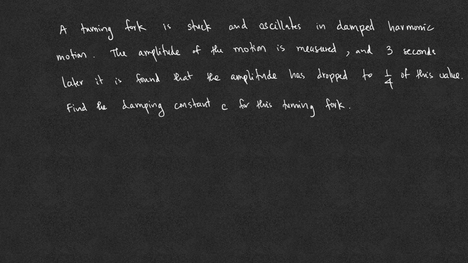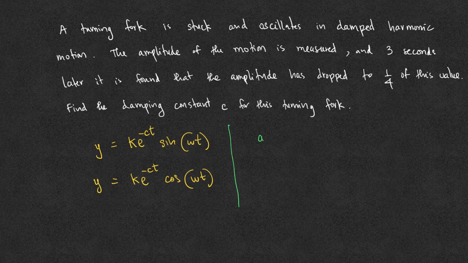The general formula for the damped motions is y equals k e to the negative c t sine of omega t, or y equals k e to the negative c t cosine of omega t. The amplitude is governed by the factor k e to the negative c t, and we're looking for c with the given information. We were told that the amplitude is measured, and 3 seconds later it is found that it dropped to 1/4 of its value.